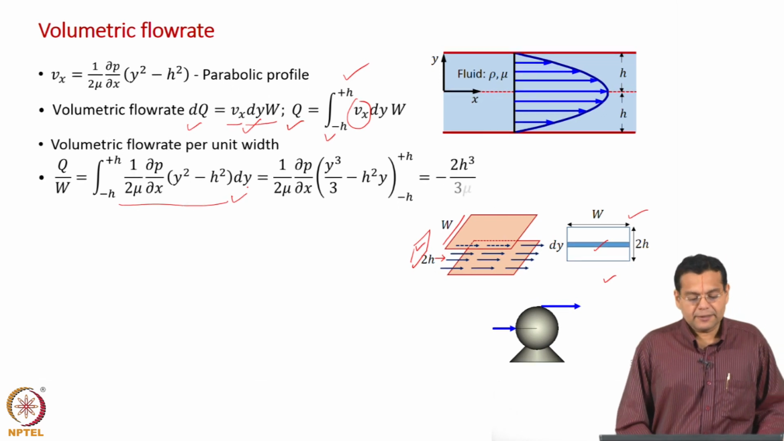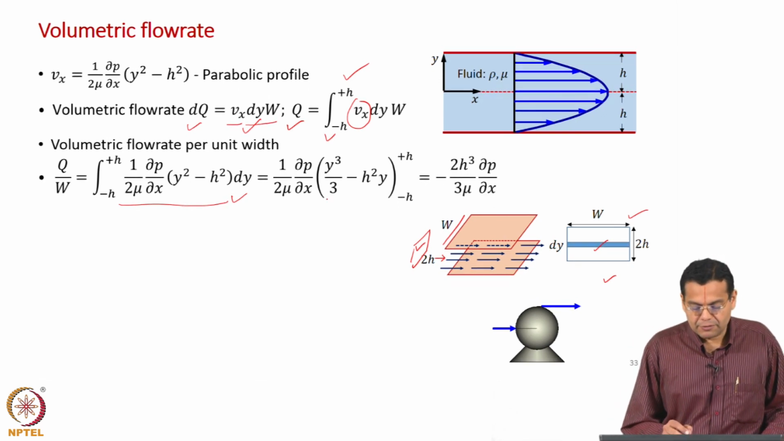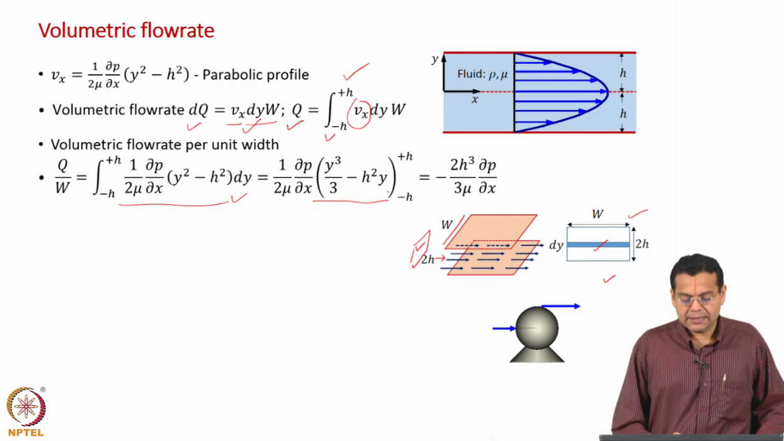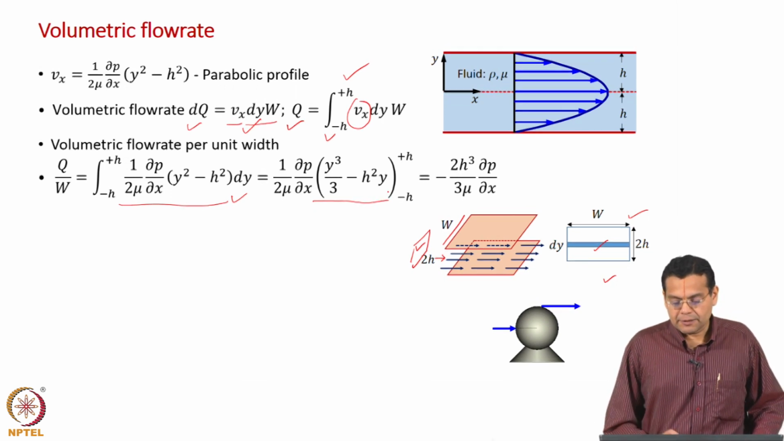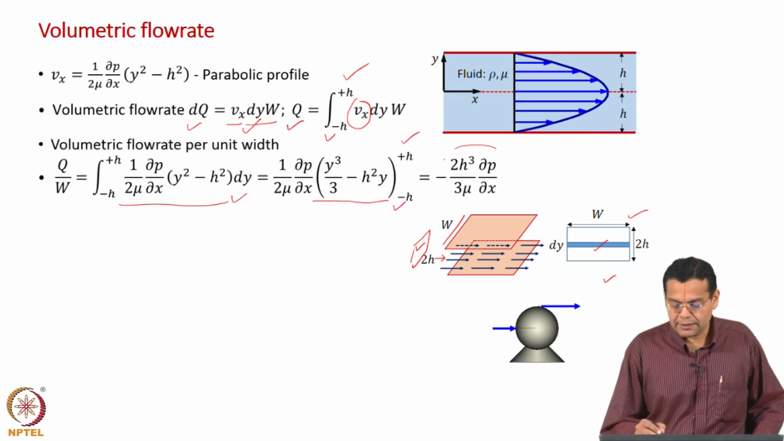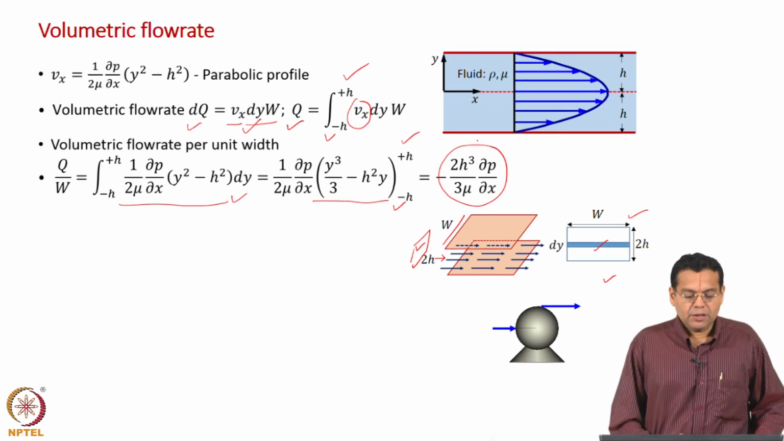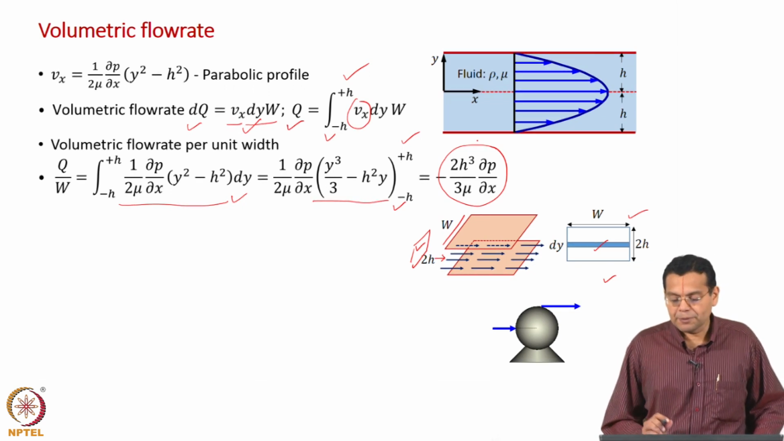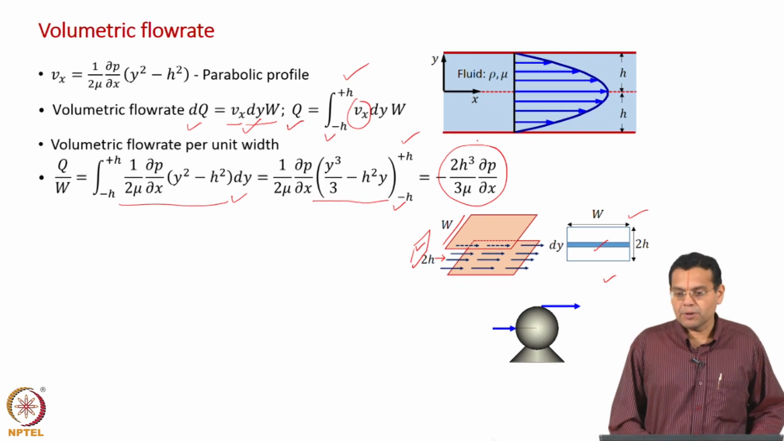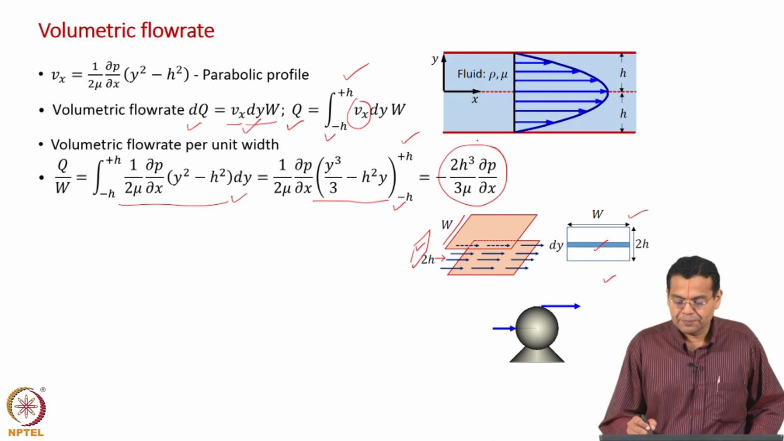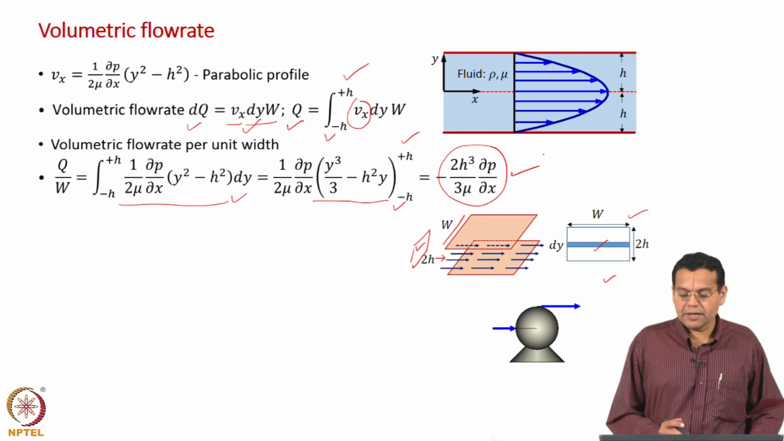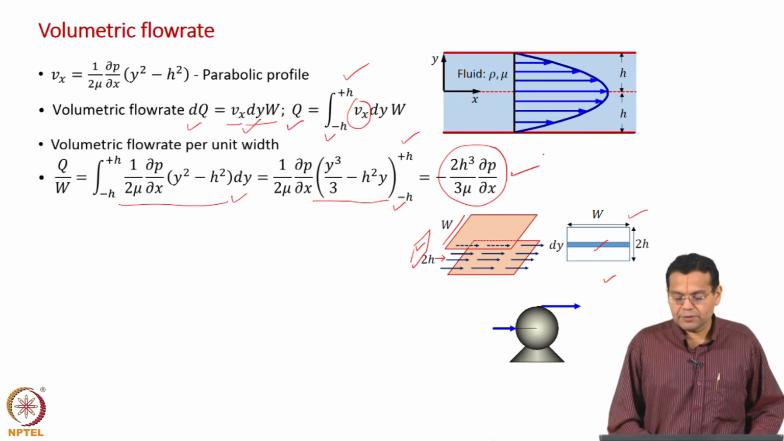So, let us integrate. If you integrate, you have y cubed by 3 minus h squared y. We will substitute the limits minus h and plus h. If you do that, you will get this expression for the volumetric flow rate. Remember, dou p by dou x is negative, that is why I have a negative sign there. Volumetric flow rate has to be positive anyway. So, dou p by dou x is negative, so this term along with the negative sign is a positive quantity, which is 2 by 3 h cubed by mu times minus dou p by dou x.